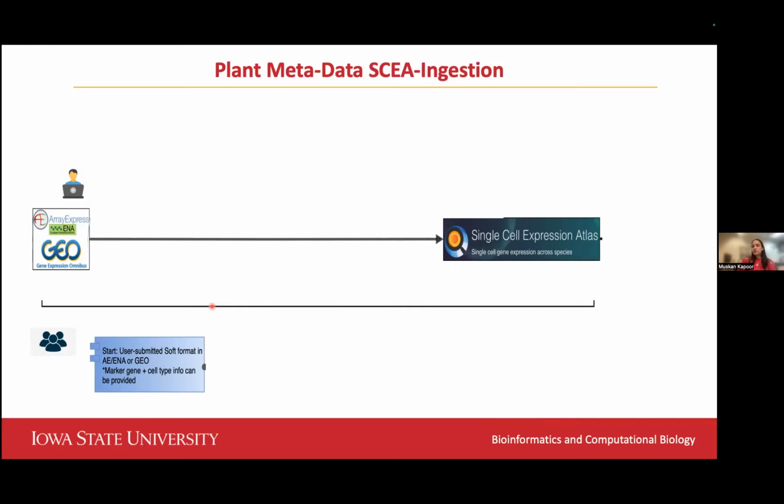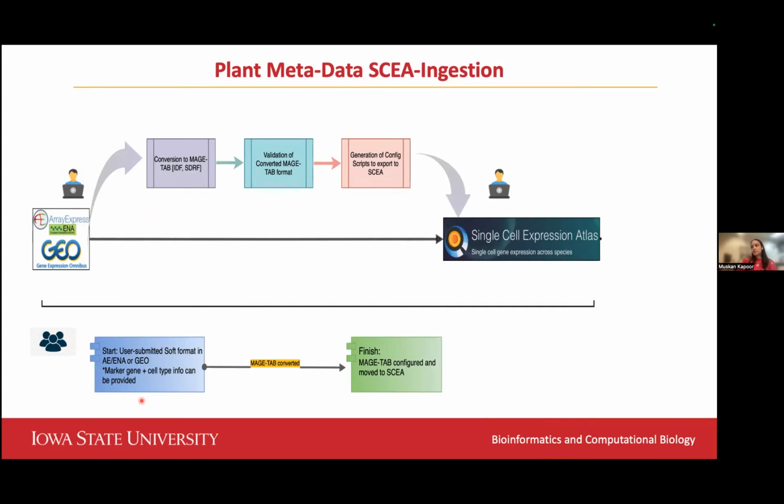This is again the in-depth discussion where the main goal is to transfer this data to single cell expression atlas. So it starts with the user who submits soft format in Array Express, and it would always be an add-on if the user submits marker gene and cell type info. Then the curators have to convert the MAGE-TAB, which is an IDF and SDRF file, validate the converted MAGE-TAB, and then generate config scripts so that the MAGE-TAB is configured and moved to the single cell expression atlas. From the single cell expression atlas, experiment accession retrieval is performed, which then transfers the data to a computing environment called Galaxy.